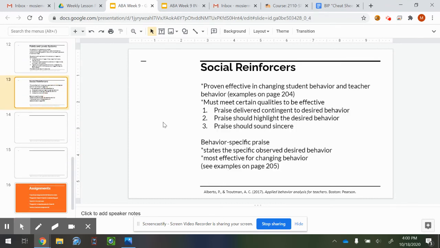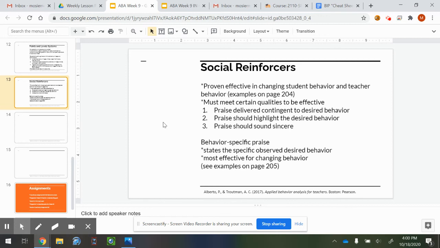And then the last type of secondary reinforcer is a social reinforcer. These are proven effective in changing student behavior and teacher behavior. So, very interesting there. Students can also help us shape our own behavior. On page 204 of your text, there are some examples there of different social reinforcers.